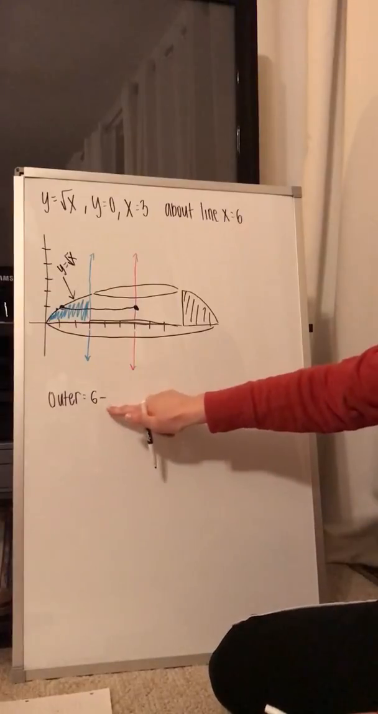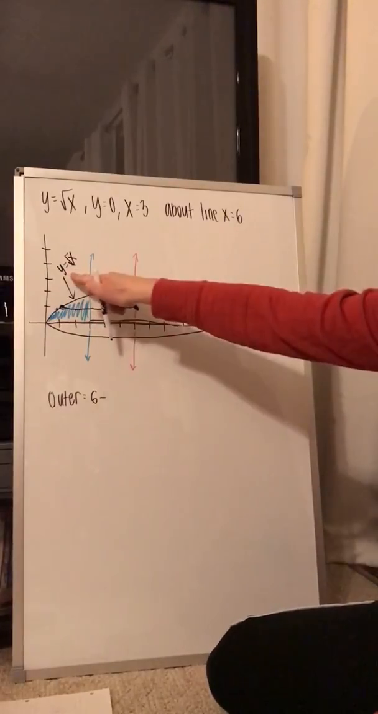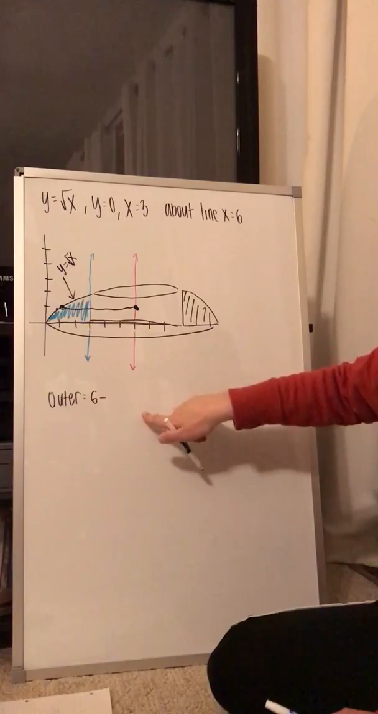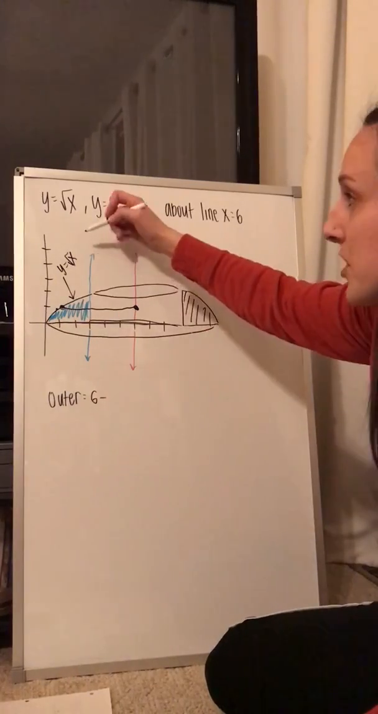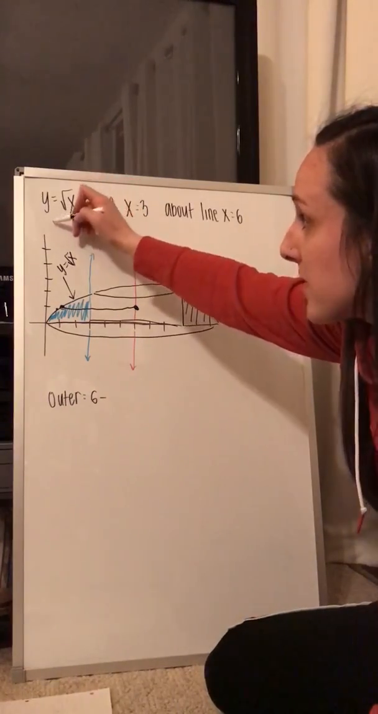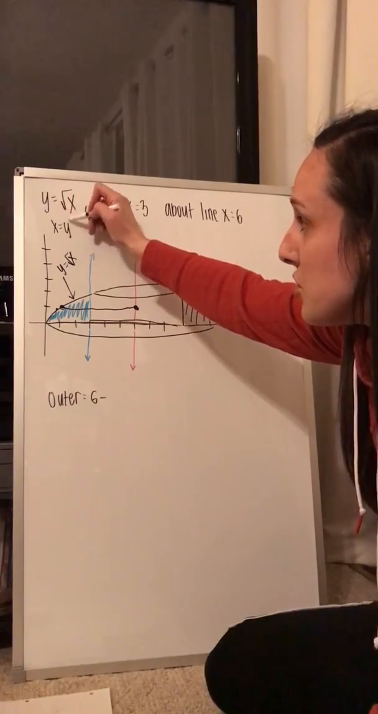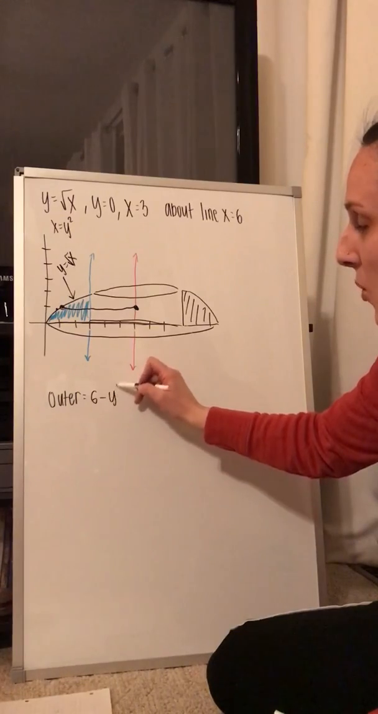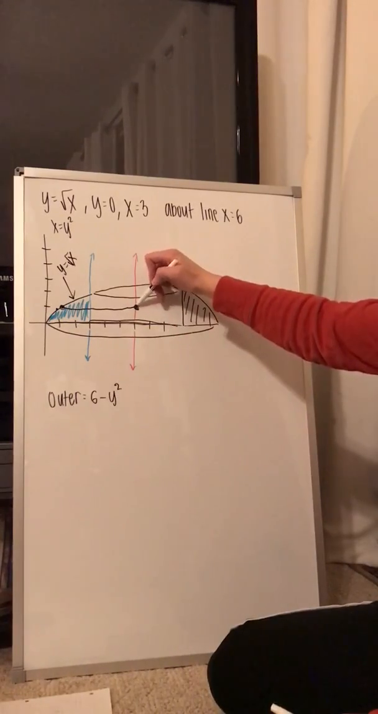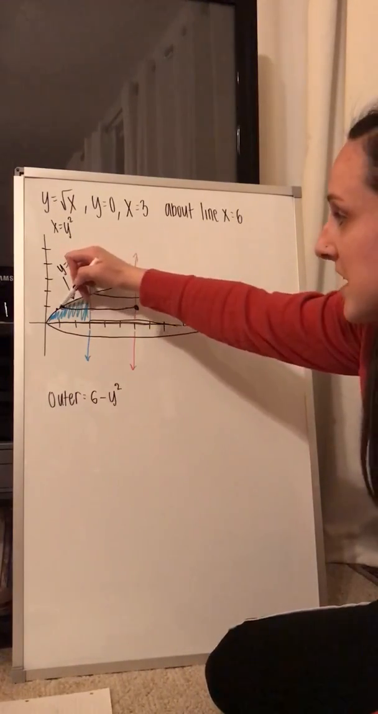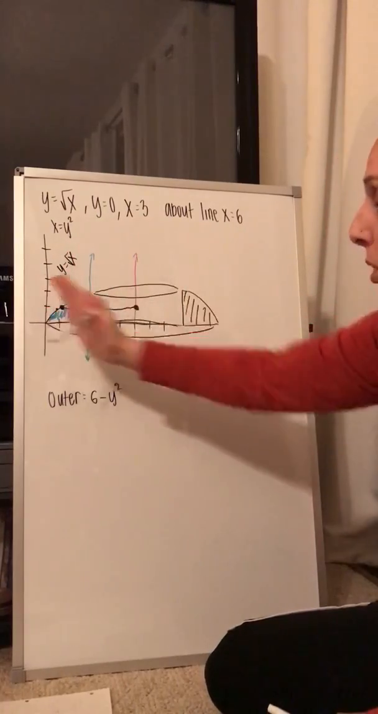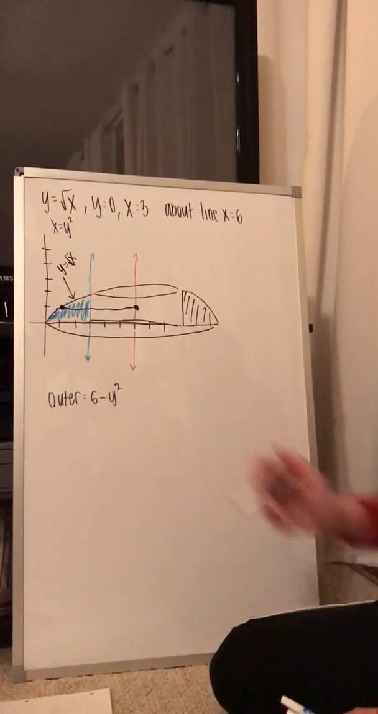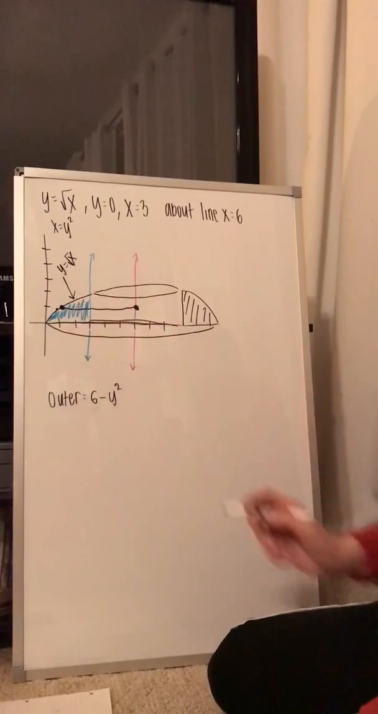But again, when I'm plugging that into a radius, I need to make sure that this is in terms of y, because when I integrate, it's got to be in terms of y. So I'm going to rewrite this. If I solve for x here, x is going to be equal to y squared. So I'm going to write this as 6 minus y squared. Again, 6 starting at the rightmost point, extending out to the largest part of my graph here, and that's the curve y is equal to the square root of x.